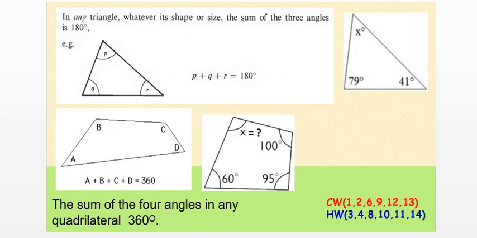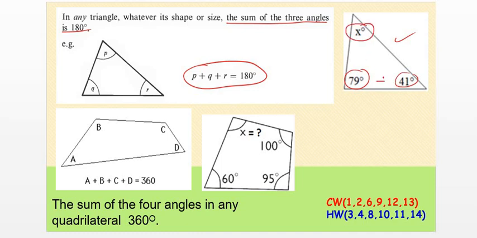Here we have some more definitions. It says that the angles of a triangle add up to 180. So you can say the sum of the three angles is 180, right? And they can give you a question like this, where two angles, 79 and 41, are given and they want you to find the third angle. So you will add these two and subtract the sum from 180.